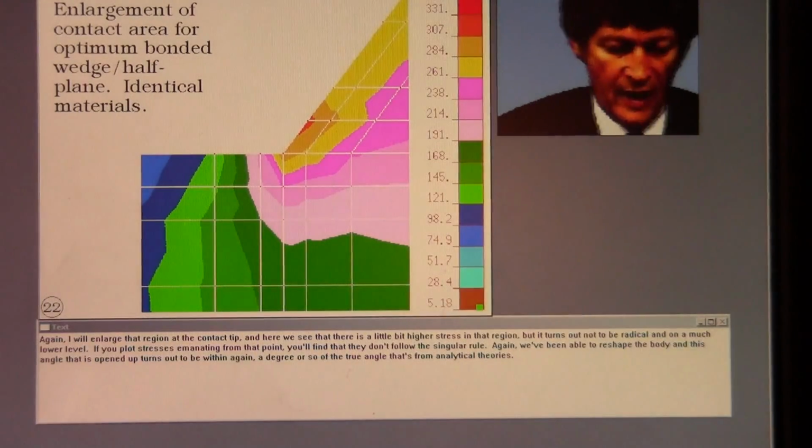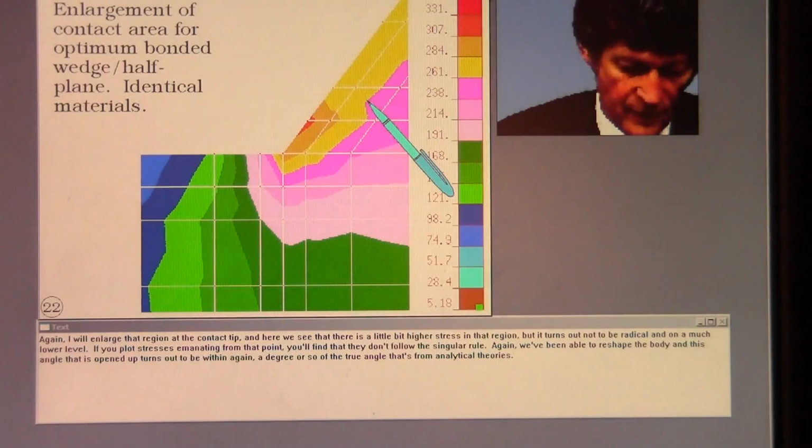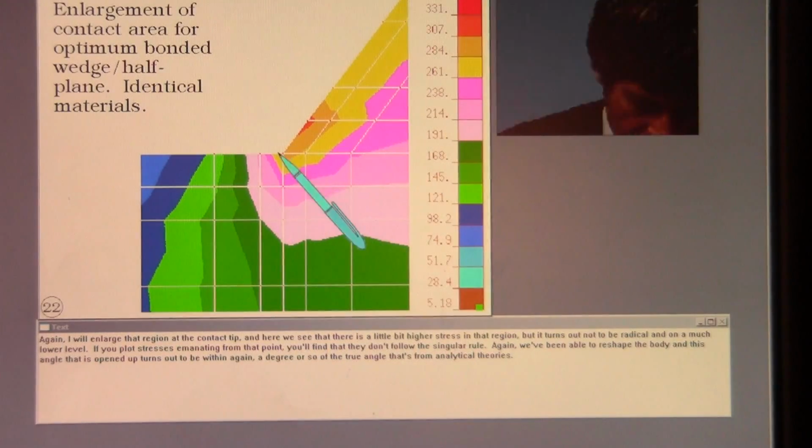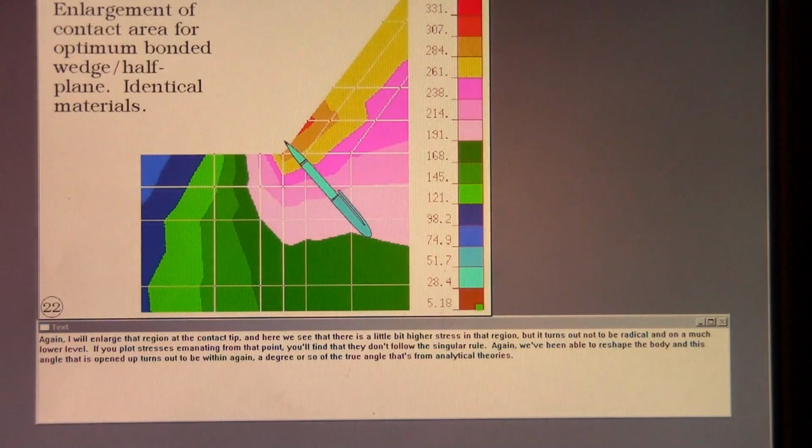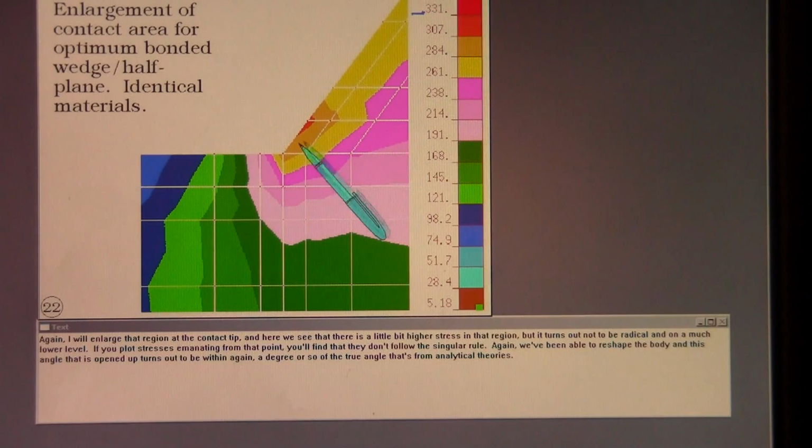Again, I'll enlarge that region at the contact tip, and here we see that there is a little bit higher stress in that region, but it turns out not to be radical and at a much lower level. And if you plot stresses emanating from that point, you'll find that they don't follow the singular rule. So again, we've been able to reshape the body, and this angle that is opened up turns out to be within, again, a degree or so of the true angle that's from analytical theories.